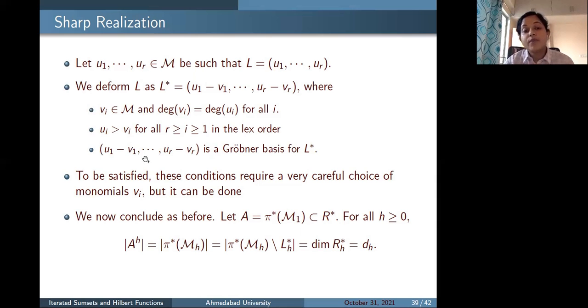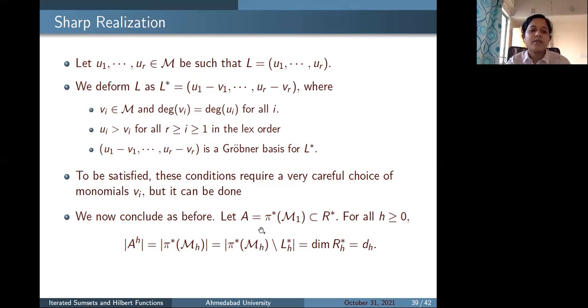u_i minus v_i, in this way up to u_r minus v_r, is a Gröbner basis for L star. Now, to satisfy this condition requires a very careful choice of monomials v_i, but it can be done. Actually, we have done that.